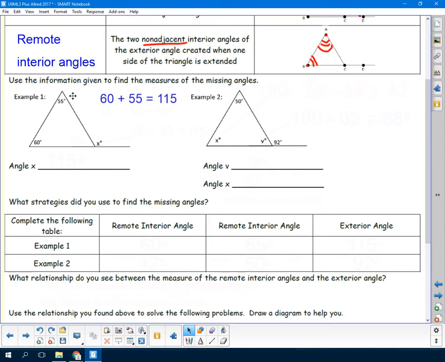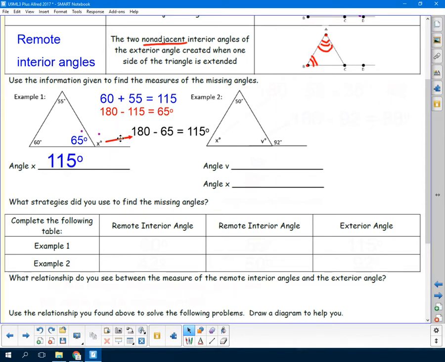If you do 60 plus 55, that is 115, and we learned in mini lesson number 2 that the sum of all the interior angles of a triangle is 180 degrees. If I take 115 and subtract it from 180, I get 65 degrees. That tells me that the third angle inside the triangle is 65 degrees. When I drew that extension, I formed a straight line. All I have to do is solve for the supplement of 65 by subtracting 65 from 180. When I do that, I get 115 degrees.